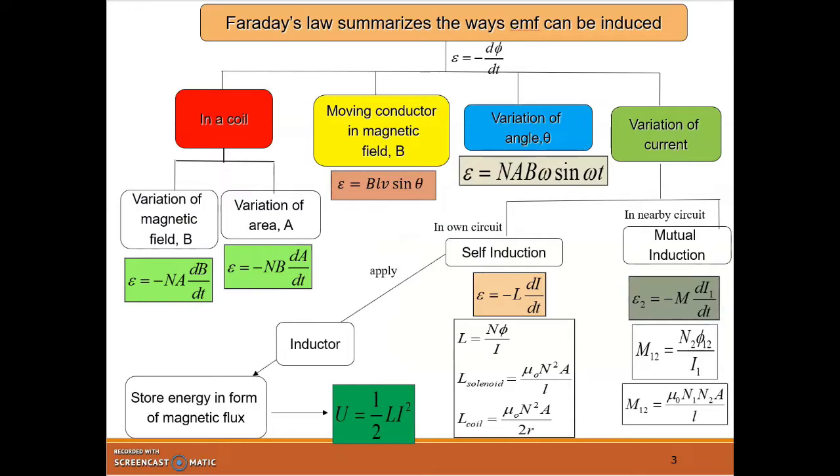Okay, so this is also the overview of electromagnetic induction. Faraday's law summarizes the ways EMF can be induced. It can be in four ways: in a coil, in a moving conductor, for variation of angle, and for variation of current. The variation of current itself can be divided into two, which are self-induction and mutual induction. Self-induction is for its own circuit, and mutual induction is for a nearby circuit. We also have energy stored.